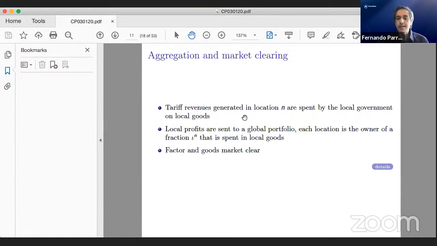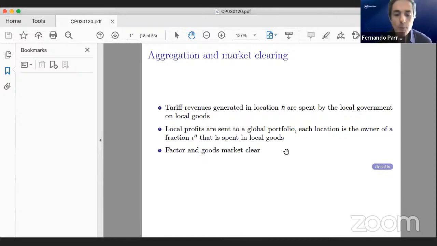And notice that when a firm in the model enters a location, we have no idea where this firm comes from. So the model is agnostic about the nationalities of the firms, about the identity of the firm. So we need to assign the ownership of the local profits in the model. We do so in a very simple way. We assume that local profits are sent to a global portfolio, and each location has a fraction iota of these global profits. And we discipline this iota in order to match some moments in the data.